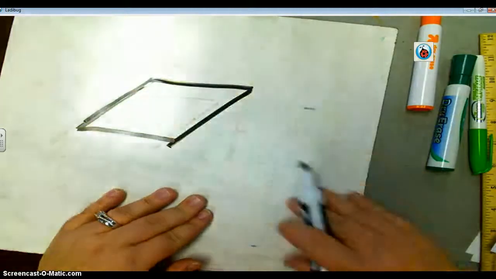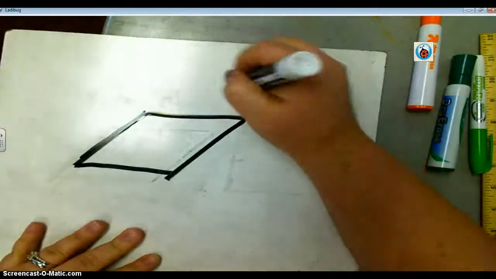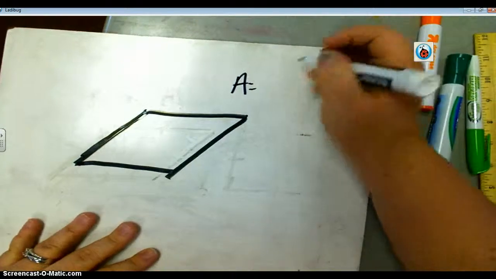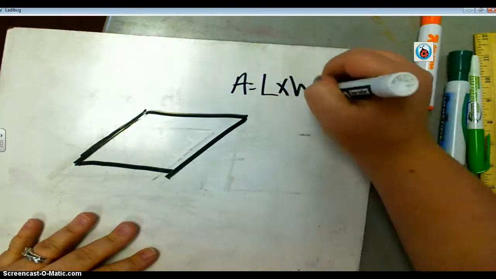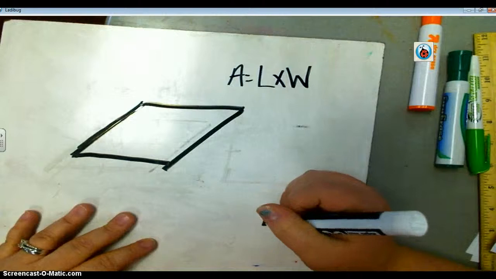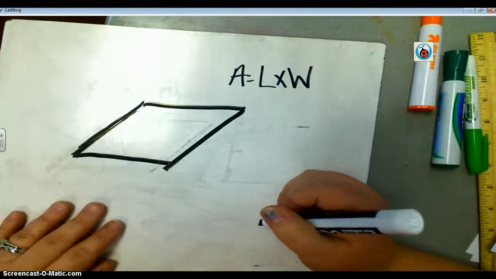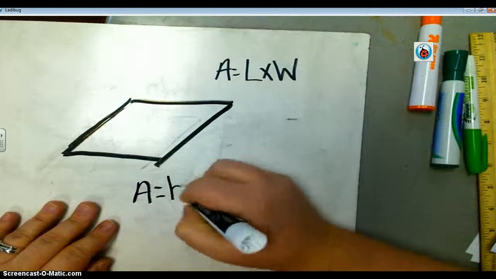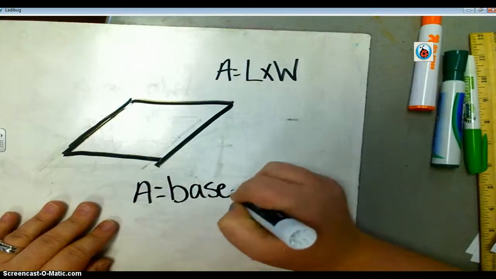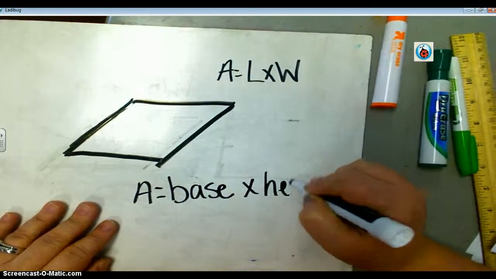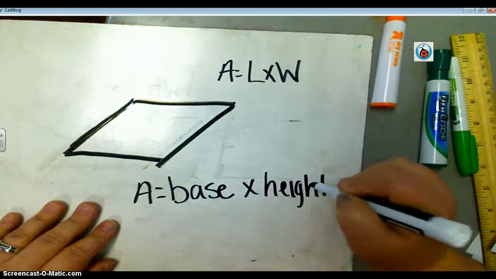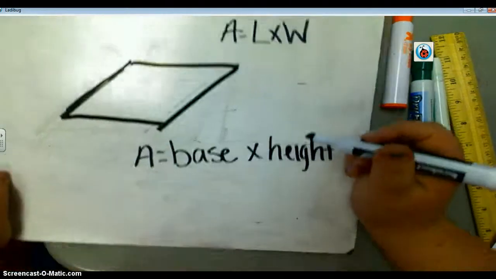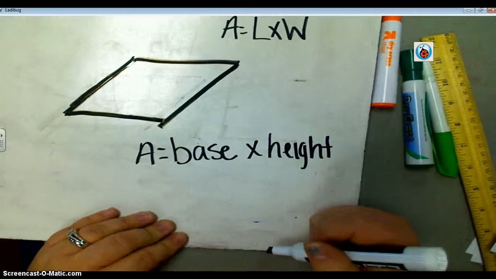So when I have a parallelogram, just like when I'm finding area of a square or a rectangle, it's length times width. I have the same thing when I'm talking about a parallelogram. Area is going to equal my base times my height. This is a formula we have to memorize. We have to know this formula. Okay? My base times my height.